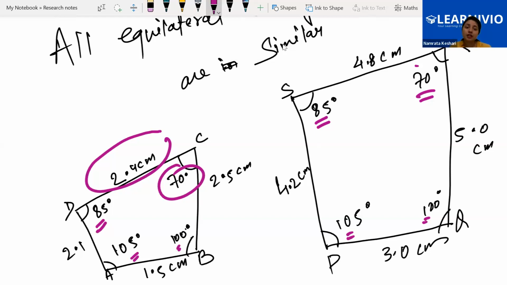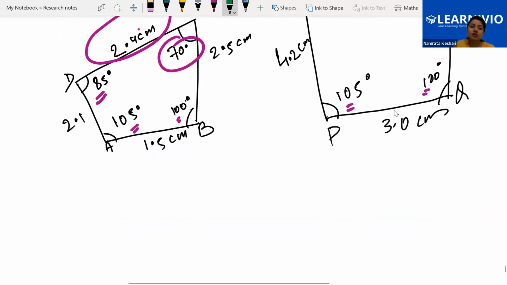The proportion has to be the same. If you compare side CD and SR, you can see that 2.4 into 2 is 4.8, or you can take it this way: SR is 4.8, divided by 2 is 2.4. And if this is not clear, then let's find the ratio. Find SR, the bigger side, divided by the smaller side, CD.